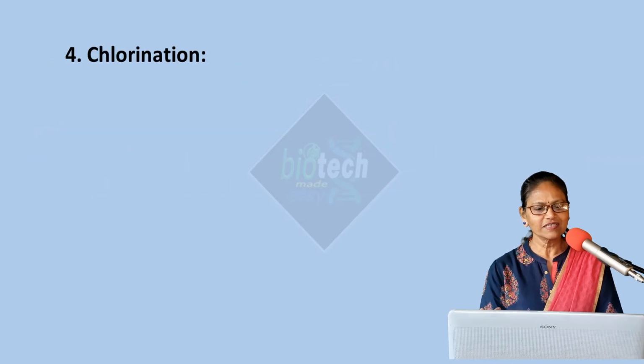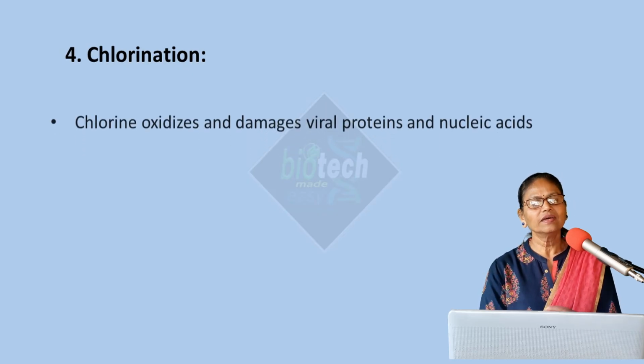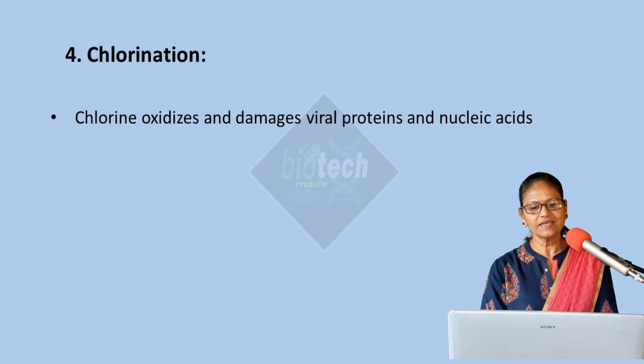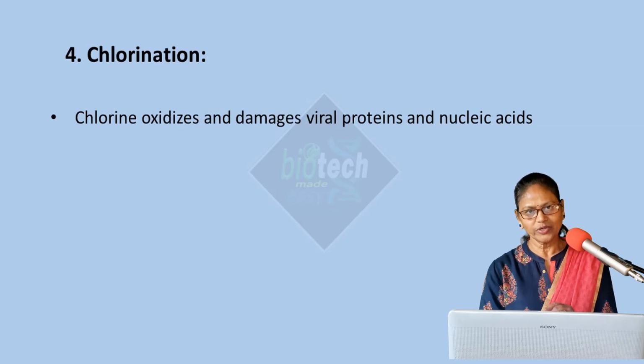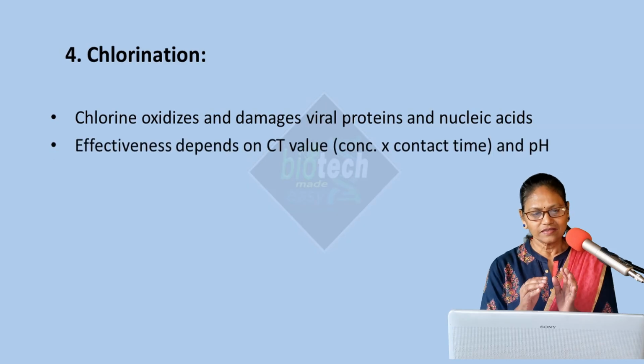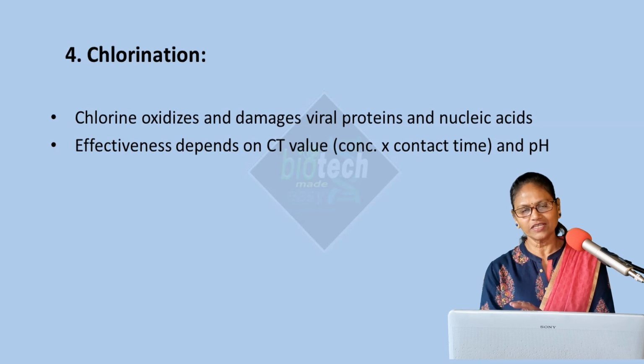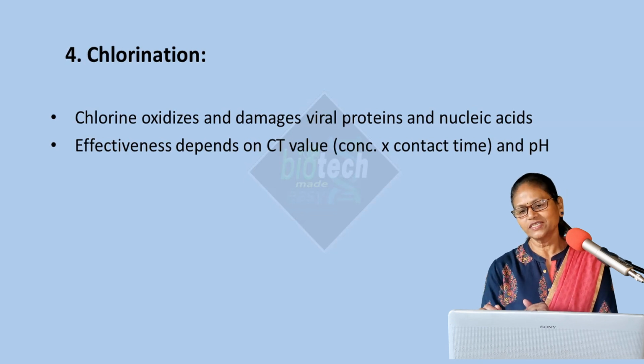Okay, so the next one is chlorination, which is a very common method for virus removal. Here we add chlorine, and chlorine oxidizes and damages viral proteins and nucleic acids. So that's how the viruses are killed. The effectiveness of this method depends on the CT value, that is the concentration and the contact time. So that is important here, and also the pH.